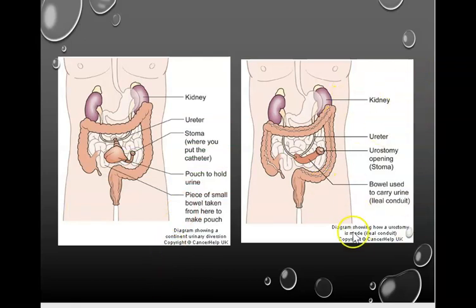So over here on this side is a picture of what you would see with an ileal conduit. If you follow the kidney down to the ureters, that is a segment of the bowel that was removed and used to create a urostomy. So what they've done is they've taken a segment of the ileum right here, and that's separated from the small intestine and formed into a tubular pouch with the opening end brought to the skin surface right there, and the ureters are connected to the pouch.